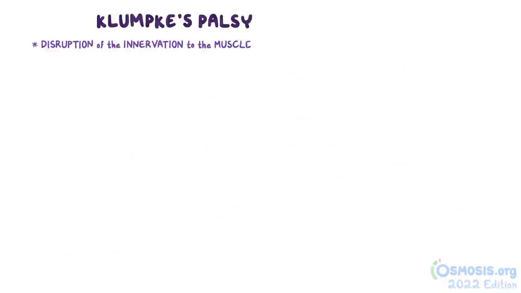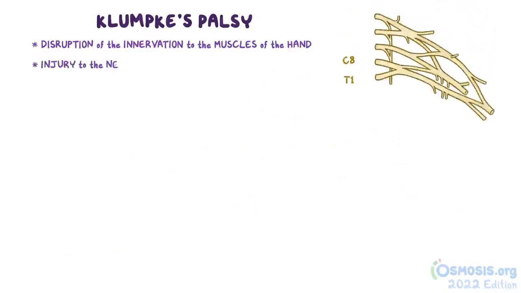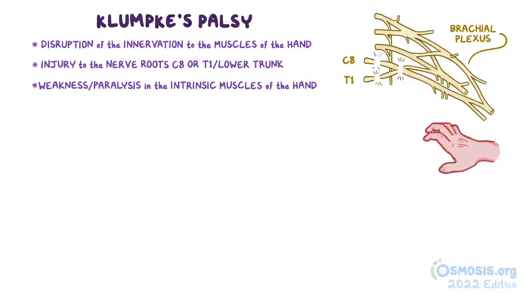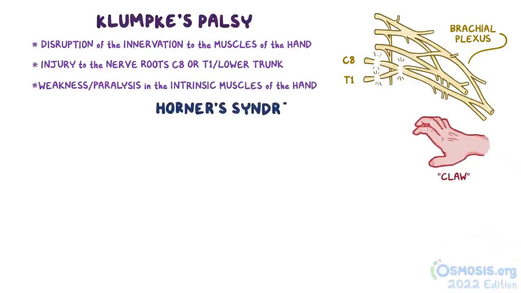Alright, as a quick recap, Klumpke's palsy occurs when there's a disruption of the innervation to the muscles of the hand, caused by an injury to the nerve roots C8 or T1 or to the lower trunk of the brachial plexus. The most common symptom is weakness or paralysis in the intrinsic muscles of the hand, causing the hand to flex into a claw. Horner syndrome could occur when the T1 nerve is affected.